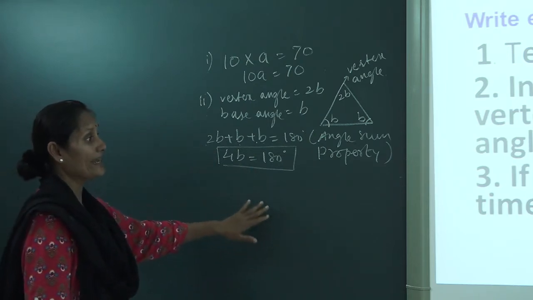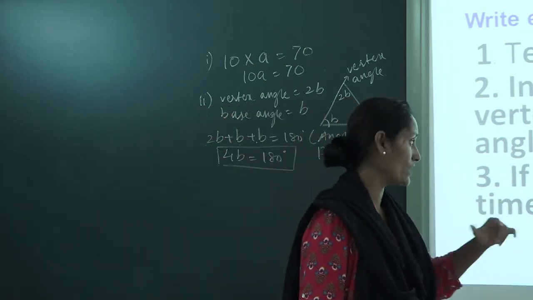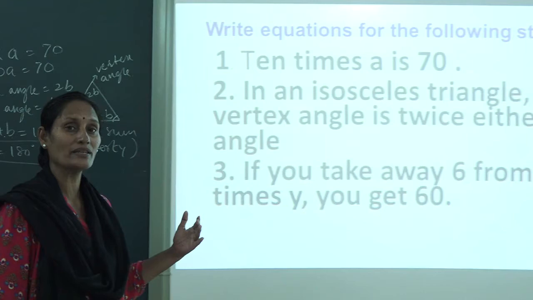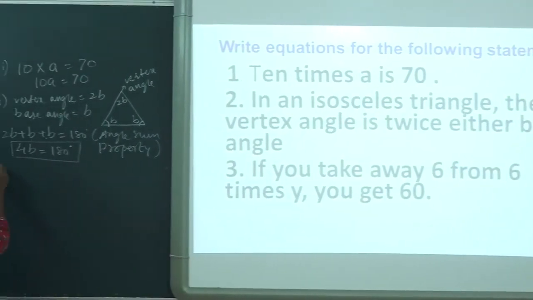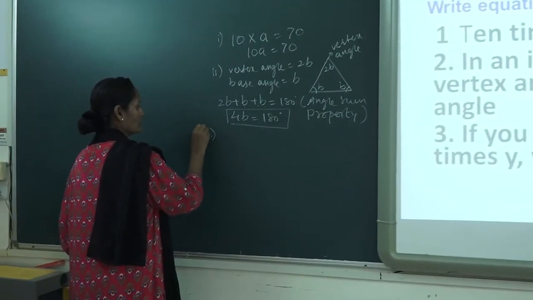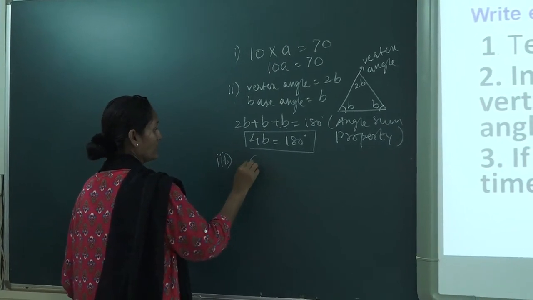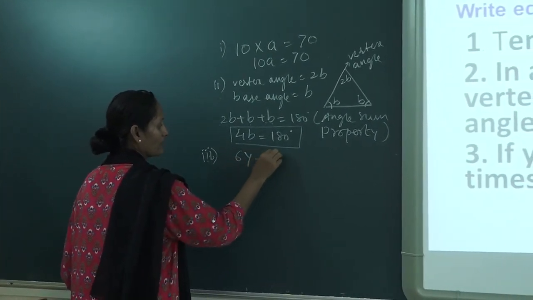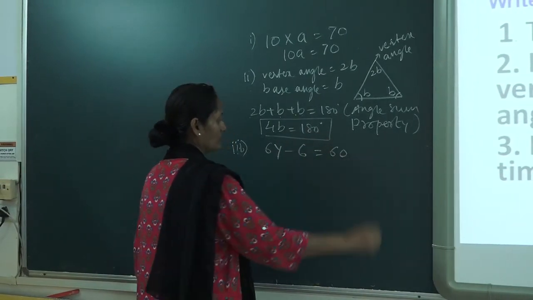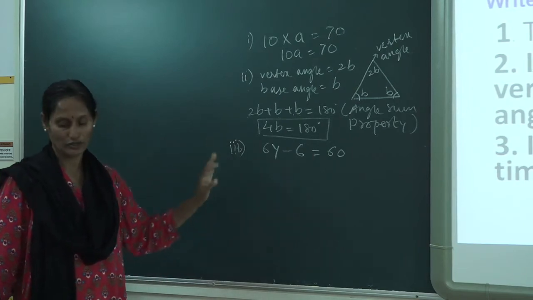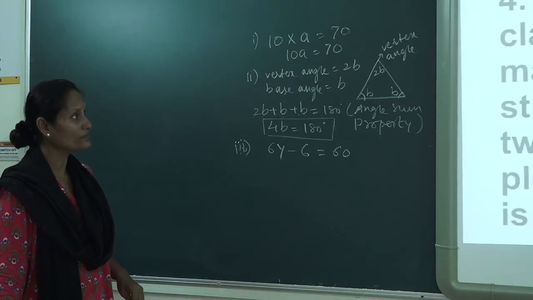Now this is our required equation. Okay children, next, if you take away 6 from 6 times y, 6 times y is 6y, minus 6, take away 6, you get 60. So this is your required equation. Okay students, now let's go with the next one.